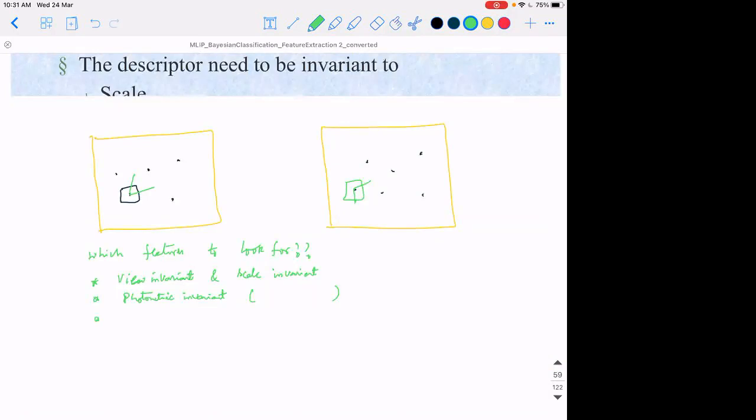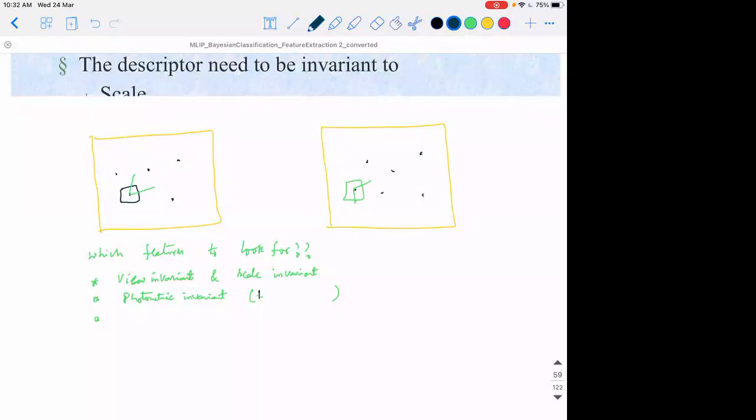Do you know any features which are invariant to intensity variations? Can you suggest some features which are invariant to photometric variations? Shape. Shape of the object. Very good. So now the question is, how do I capture the shape of the object? The shape of the object usually doesn't change with intensity variations, correct? But how do I capture the shape of the object?